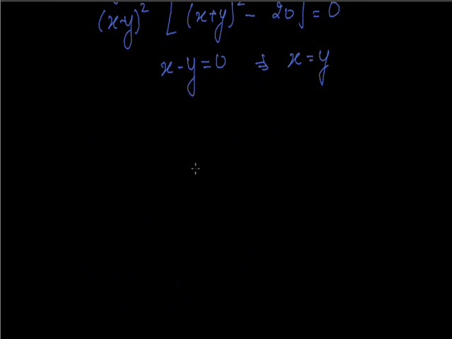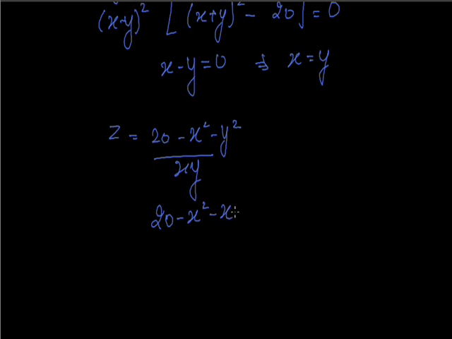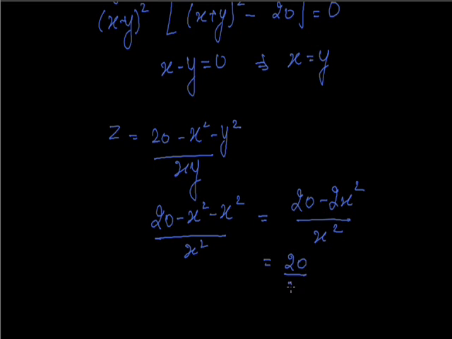So we will put x equal to y in this. z was 20 minus x square minus y square upon xy. Put x equal to y. So it will become 20 minus x square minus x square, whole upon x square. What will it give? 20 minus 2x square whole upon x square. It will give 20 upon x square minus 2.